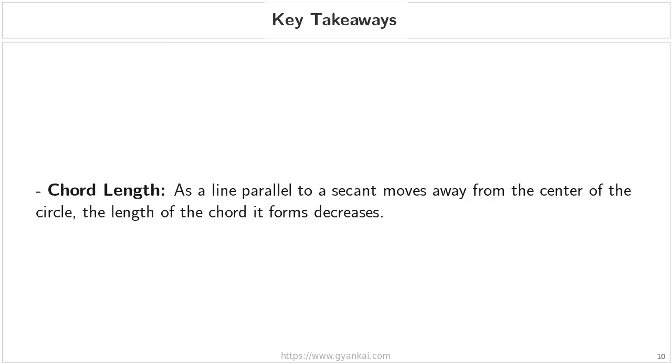Key takeaways. First, let's look at chord length. Remember our step-by-step analysis where we shifted the line away from the center? We observed that as a line stays parallel to our original secant but moves further away from the center of the circle, the length of the chord, that segment between the two intersection points, gets smaller and smaller.